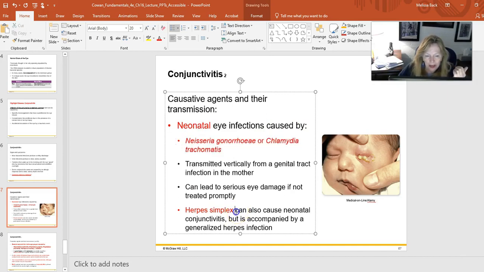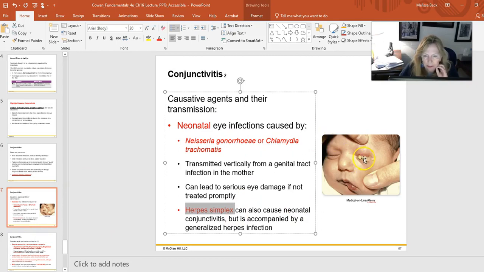Those drops won't be effective against herpes viruses. But what typically happens in developed countries is if the mother has any indication that there might be a herpetic lesion or outbreaks, then the neonate will be born by C-section instead of vaginally. So that would be the only way to really prevent that from happening.